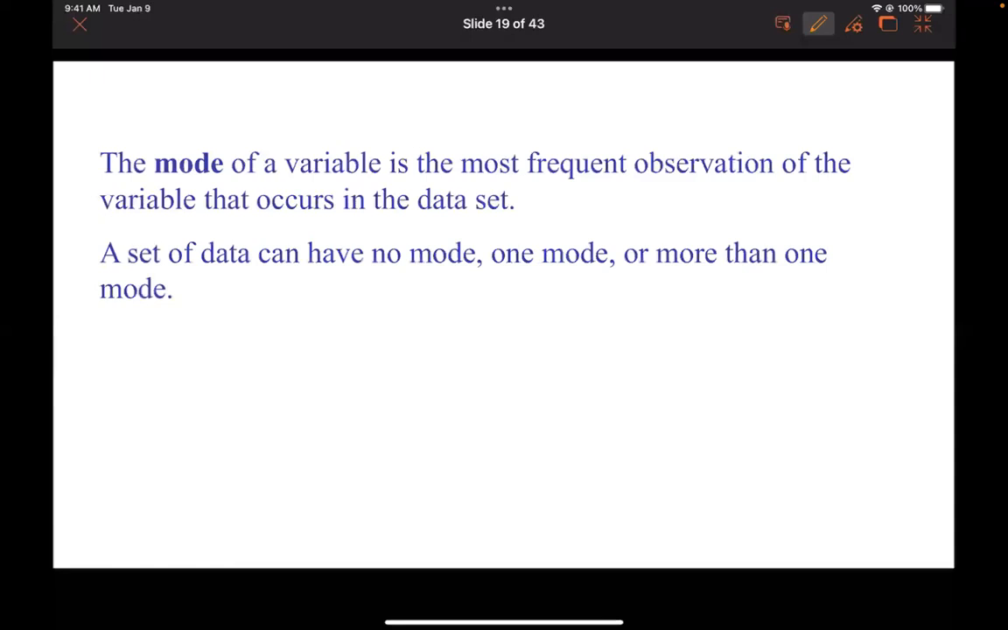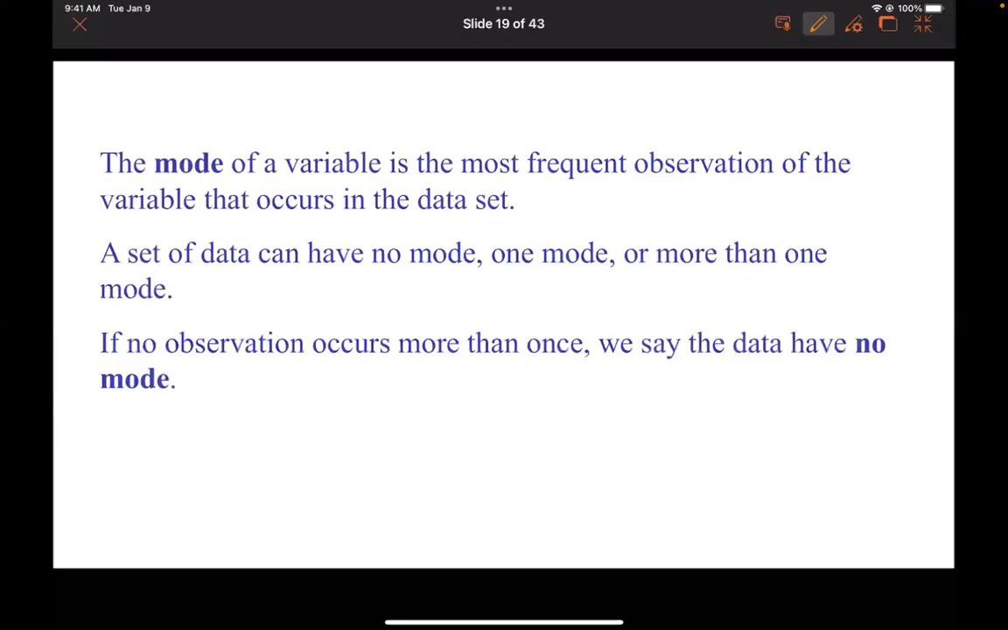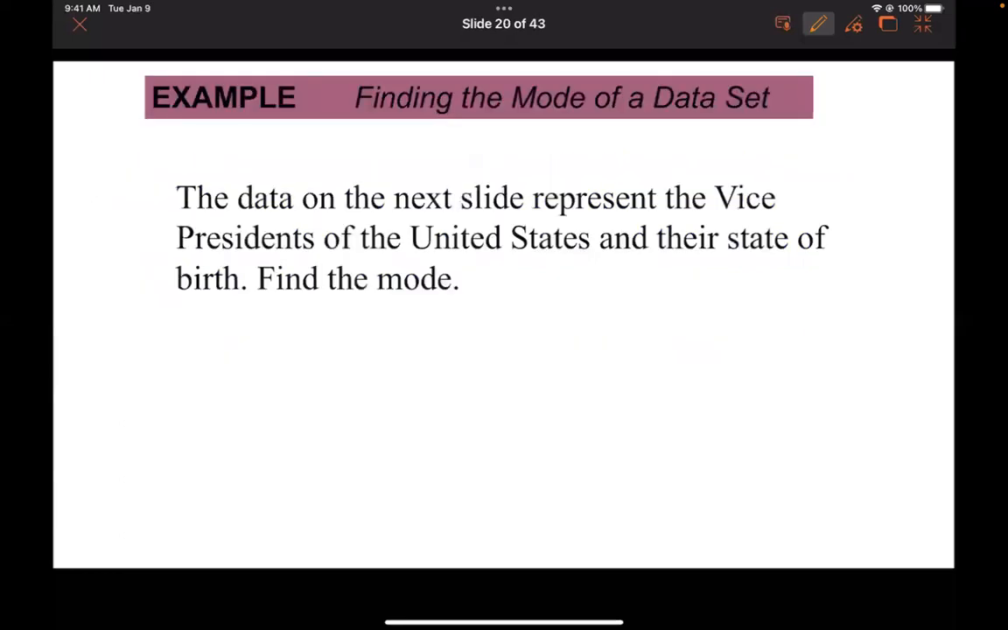So we could either have no mode, one mode, or more than one mode. If there's two modes, we call it bimodal. And I just really like the word bimodal, so I thought I'd throw that out there. It's kind of fun to say, bimodal. I'm weird, it's okay. So if it has no mode, that means none of the observations happen more than once, we say it doesn't have a mode.